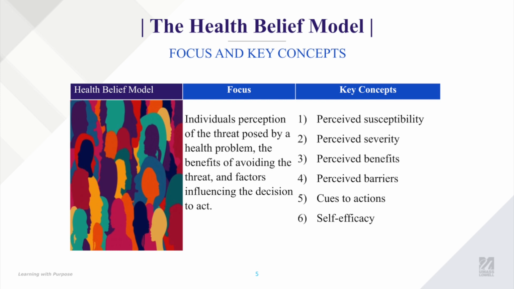Number 3, perceived benefits. Believe taking action would reduce their exposure to the condition or the severity. Number 4, perceived barriers. Costs of taking action outweigh the gain. Number 5, cues to action. Factors that prompt action. Number 6, self-efficacy. Confidence within themselves to carry out the action.